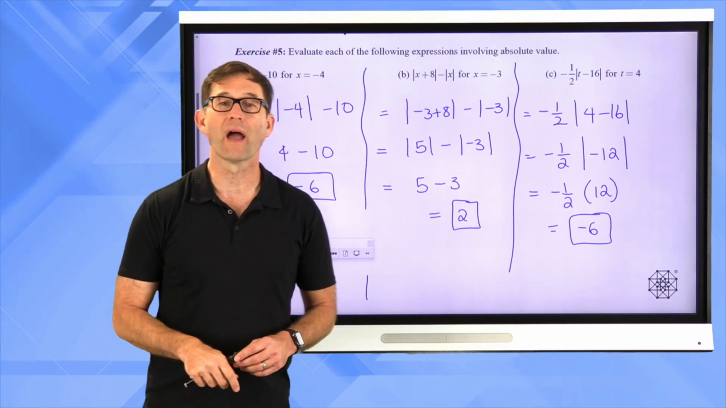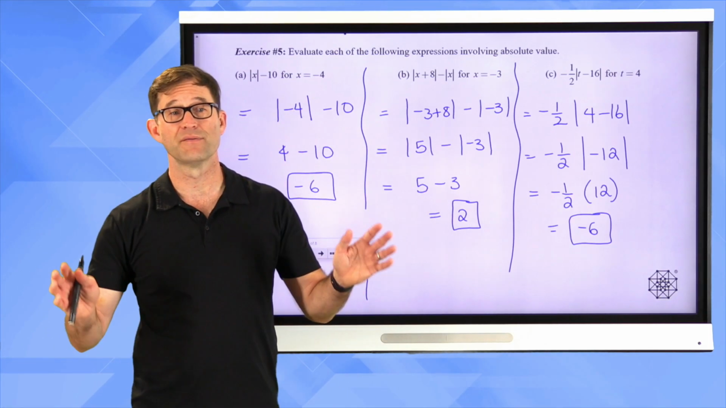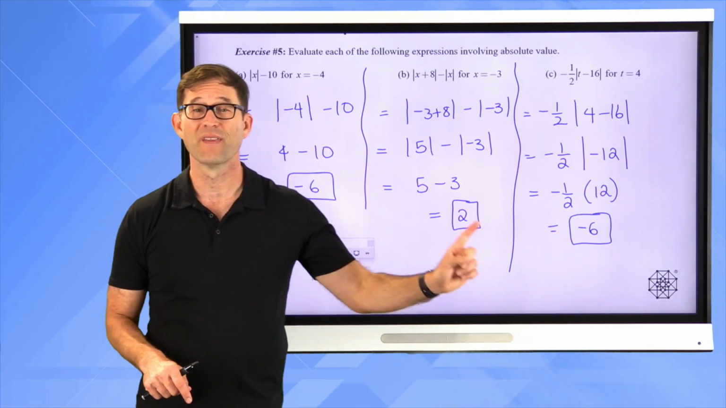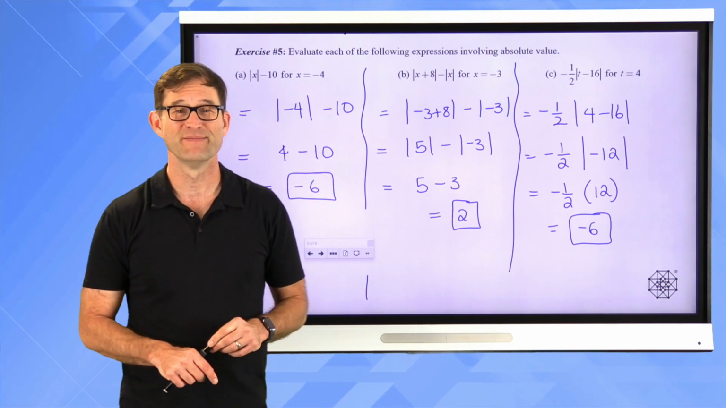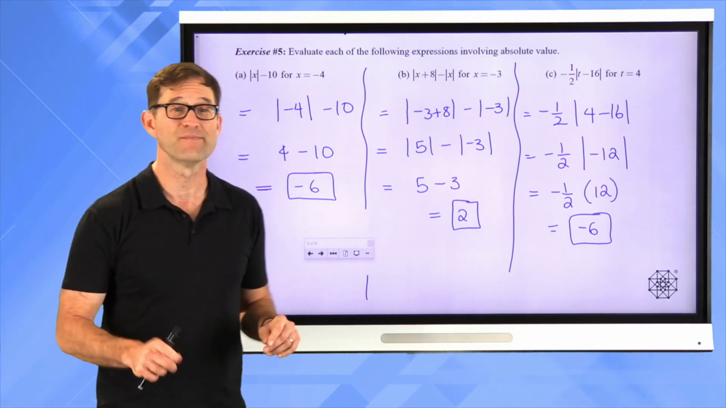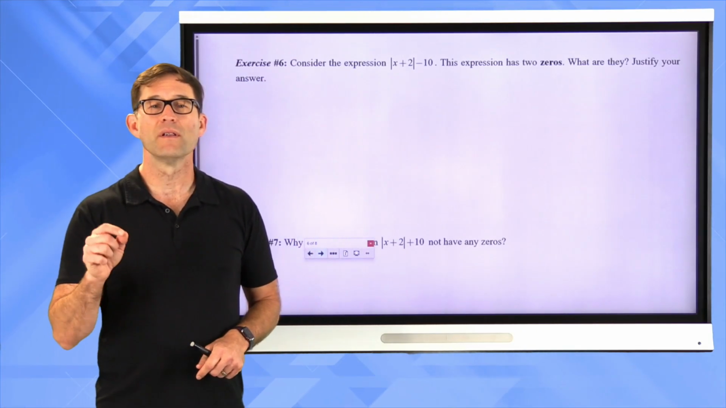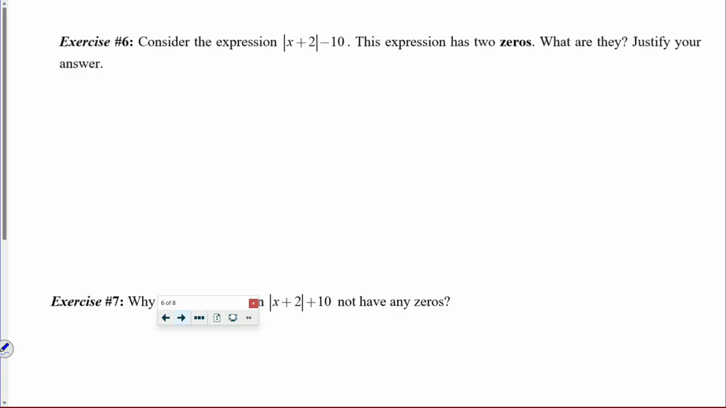Apparently I really liked the answer negative 6 in this problem, as I made it the answer to both A and C. Or maybe that's just a coincidence. Anyway, let's keep going.